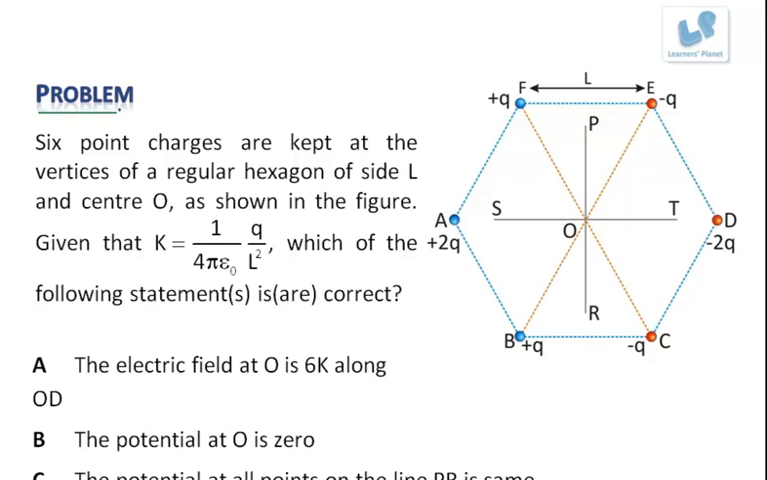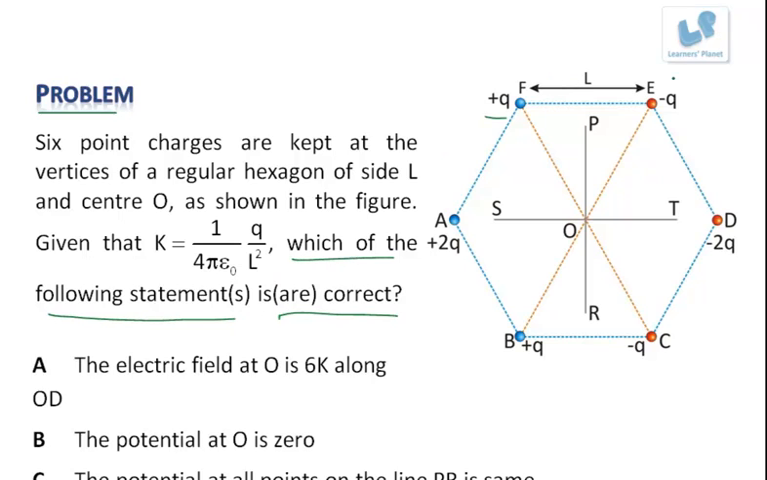Now the next problem is: six point charges are kept at the vertices of a regular hexagon of side L and center O, as shown in the figure. Okay, so we have plus 2q, plus q, minus 2q, minus q and plus q. It is given that 1 upon 4 pi epsilon naught q by L square is capital K. Which of the following statements is/are correct?